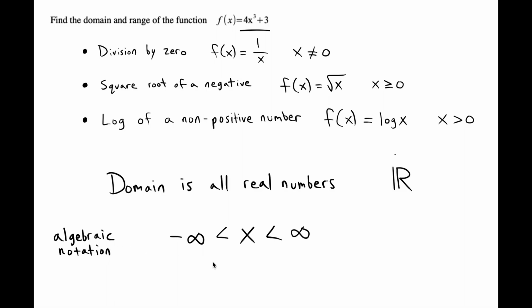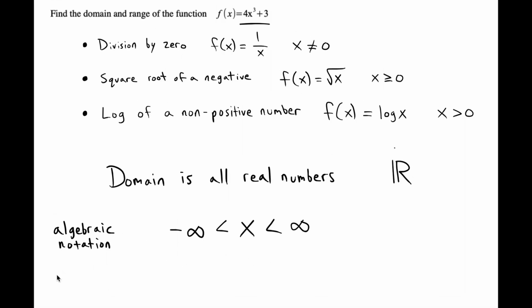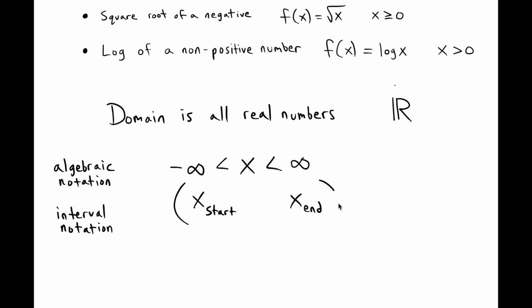But there's also interval notation. And so when we write that same thing in interval notation, we have to say the x that we're starting at and the x that we're ending at, and then we put them in parentheses with a comma between them.